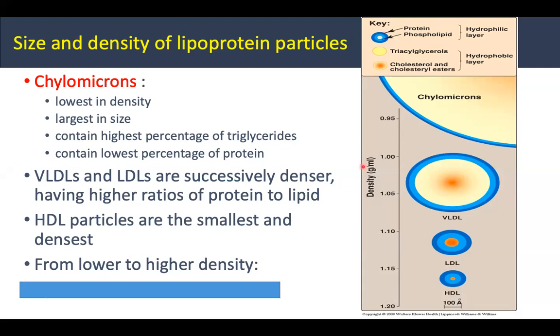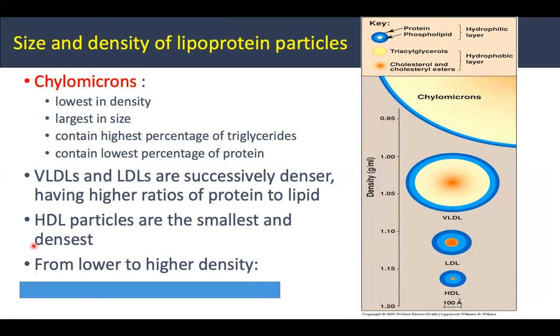Okay, and then I told you that it gets successively denser as we move down over here. HDL smallest and the densest. So I don't know if this is necessary, but because you guys have already answered this, but could you guys just put in the chat the order? What is the lowest density? I'm not saying size, I'm saying lowest density, and then to highest density.